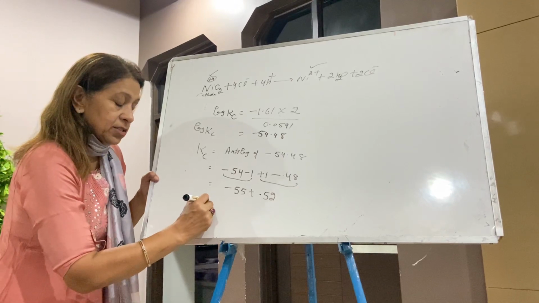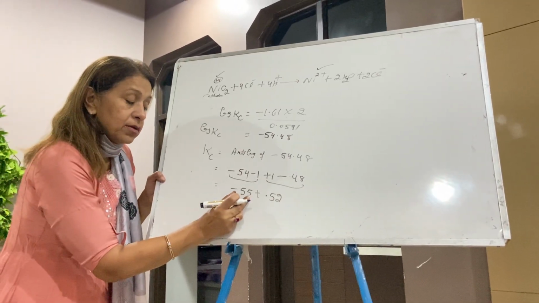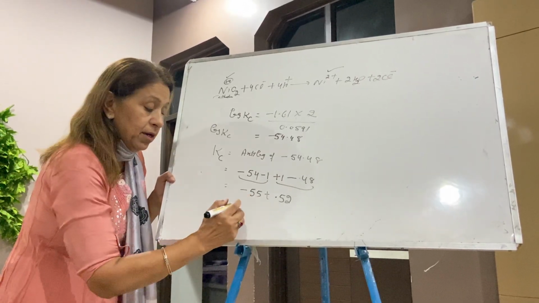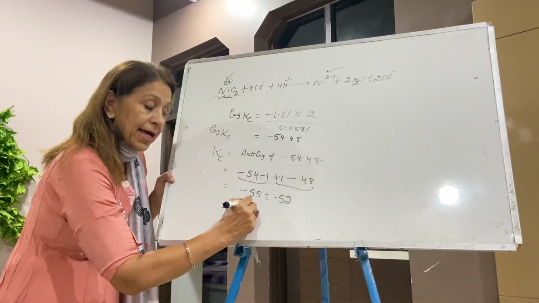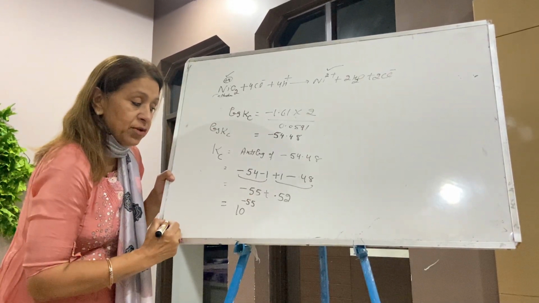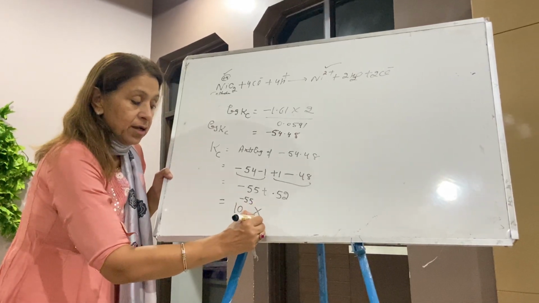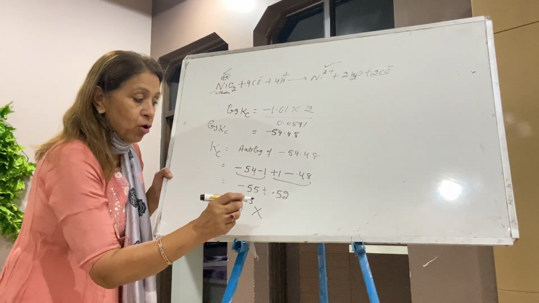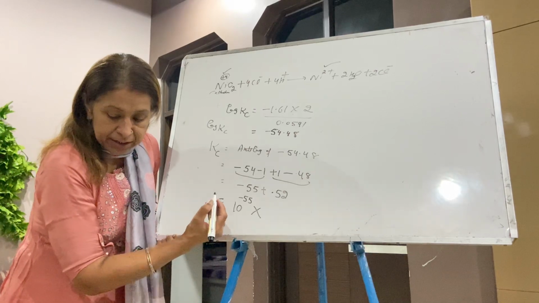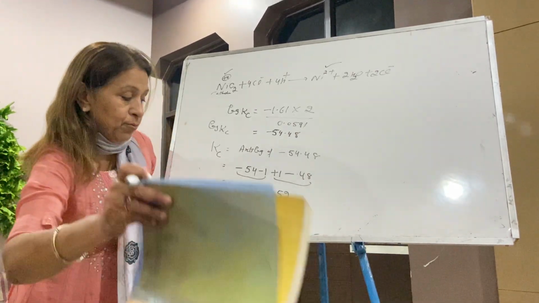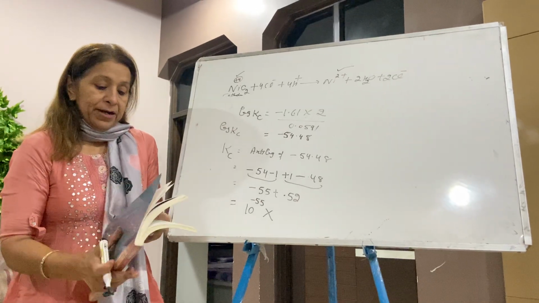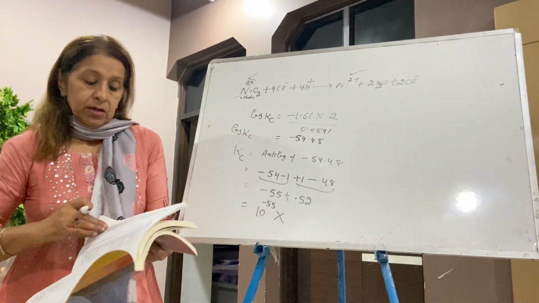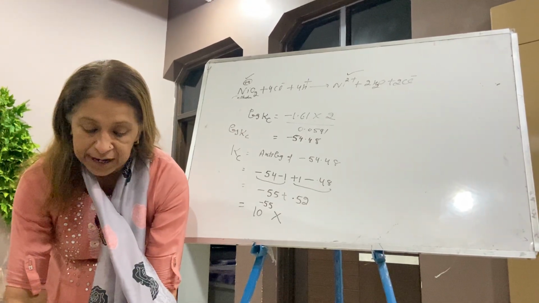Now let us start taking the anti-log. This anti-log term is without any decimal. If any value is without any decimal, always make it 10 raised to power. This is 10 raised to power minus 55. Plus means multiply. Now you can take the back of the NCERT book. At the back of the NCERT book, the antilog table is given. Now you can check the antilog of 0.52. So what is the antilog of 0.52? These antilogs are given at the back of this book.